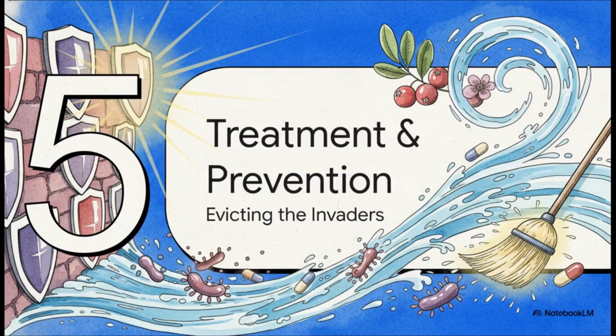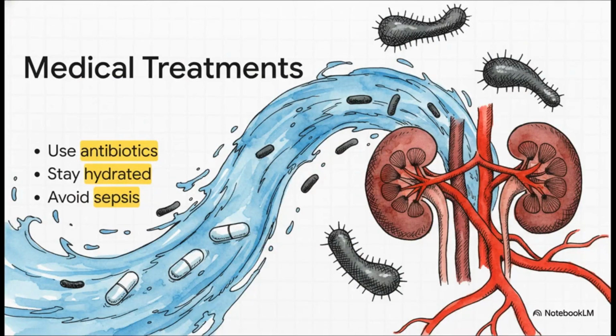And finally, Section 5, Treatments and Prevention, Evicting the Invaders. The good news is we are certainly not defenseless here. When an infection takes hold, our mainstay weapon is targeted antibiotics, drugs like nitrofurantoin or ciprofloxacin, chosen specifically based on that urine culture we discussed earlier. Supportive care is also vital. Aggressive hydration physically flushes the bacteria right out of the plumbing.